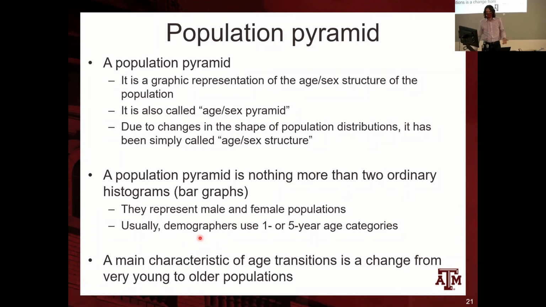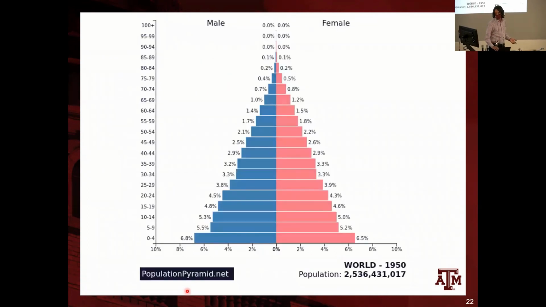A main characteristic of age transitions is a change from a very young to an older population. So here, you can go to this website, populationpyramid.net. I got this data from there. And the link is also at the bottom of my website, but that's it, populationpyramid.net. This is the age-sex structure of the world back in 1950. The population had a little more than 2.5 billion people. On the right side here, we have women. The left side, you have men.